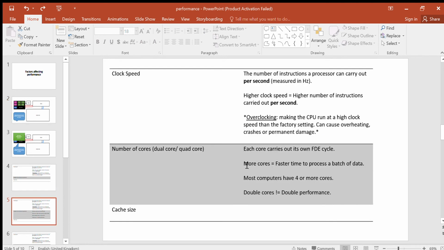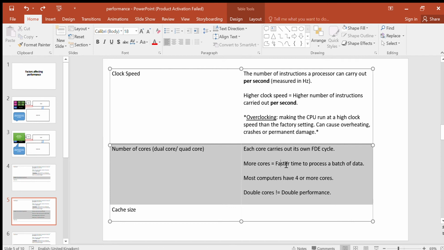So by default, if we've got more cores, it should be faster to process a batch of data at any given time. And most computers now have 4 or more cores. However, that's not always the case. In reality, doubling the number of cores doesn't double the performance of your computer.